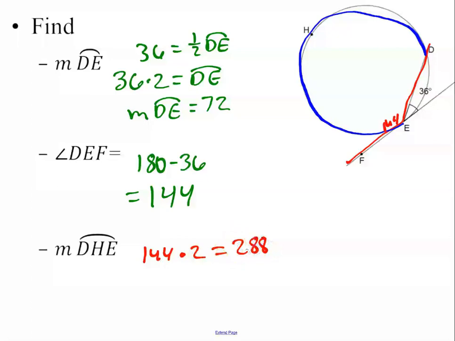The other option, and you would find you get the exact same answer, is to notice that blue arc right there and this arc right here, arc DE, which means from D to E, the short route, create the whole circle, which is 360. So if you take 360 minus that arc, which we found very first is 72, 360 minus 72 is 288. So two options for how to find that last arc, and either way you get the same answer.